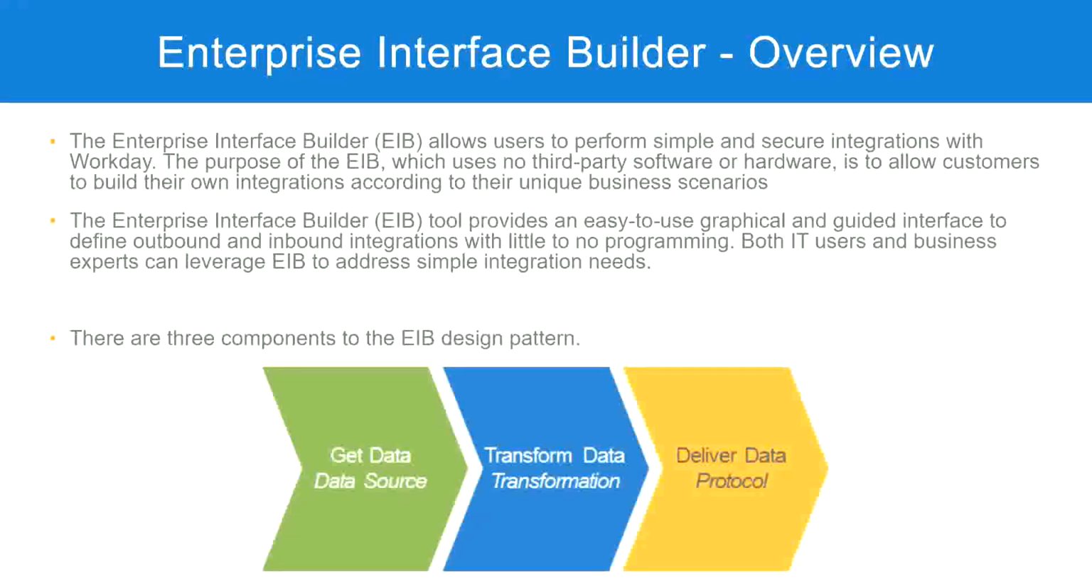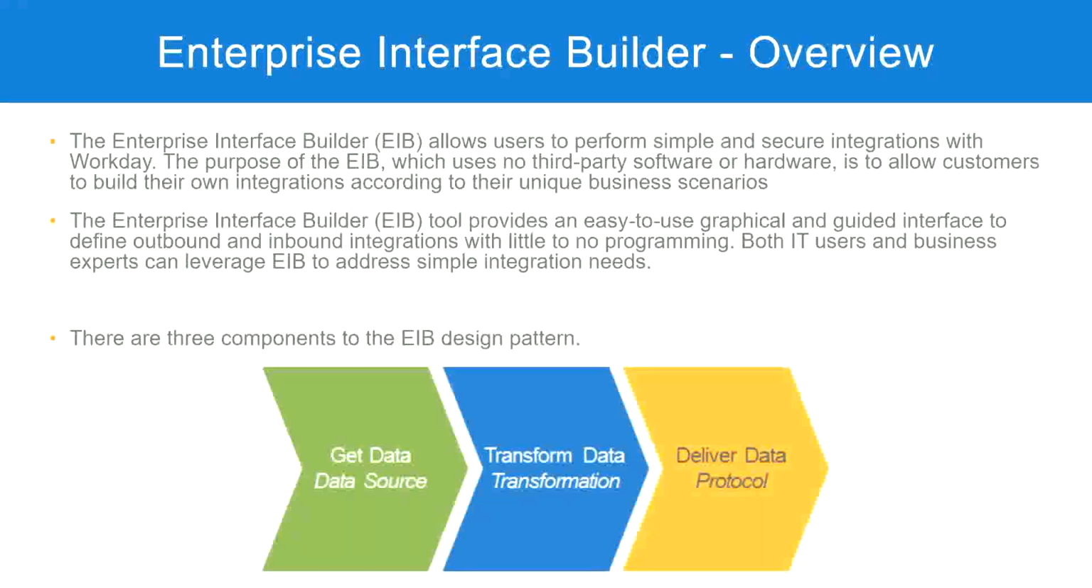Okay. When we create an integration using EIB, we will see these 3 steps there as well. Get data, transform data, deliver data. Okay. These are the 3 components in an EIB design pattern. So what we are going to do is configure these 3 steps. Get data. Where are we going to get the data from? That is something we have to configure.